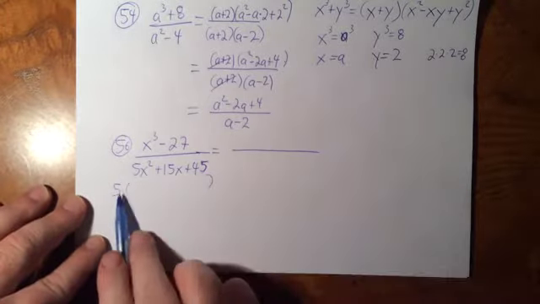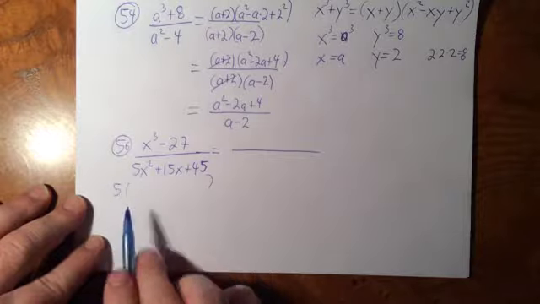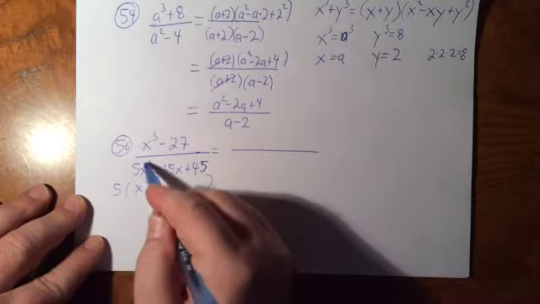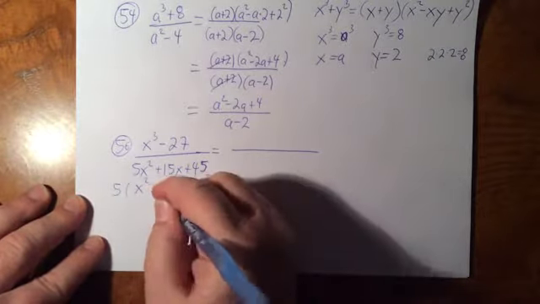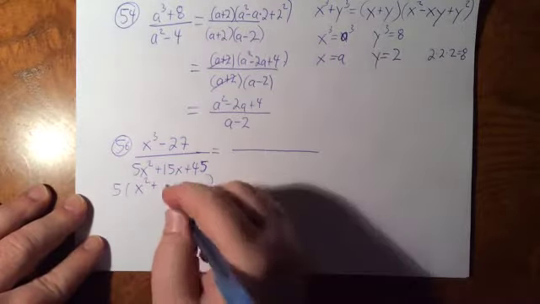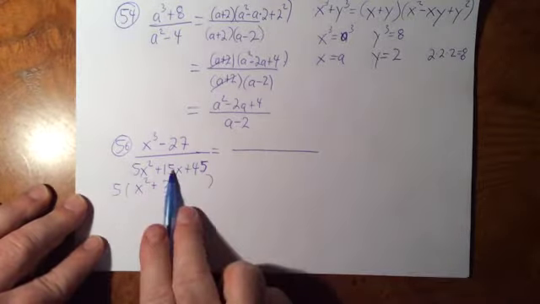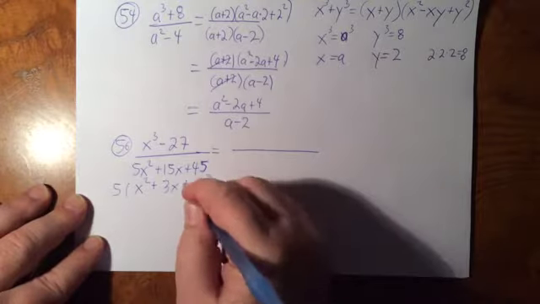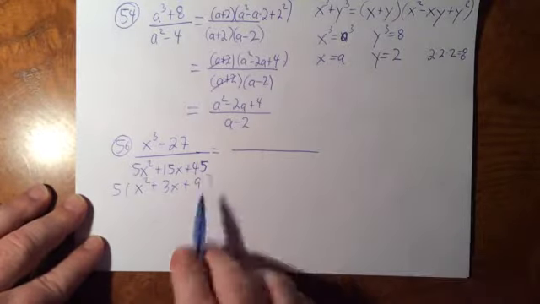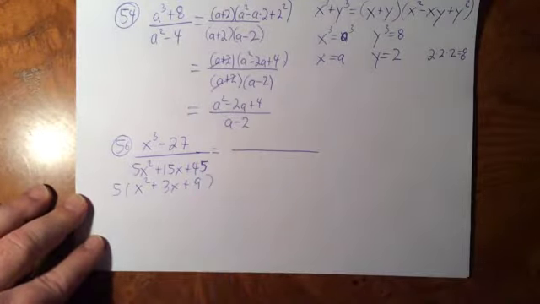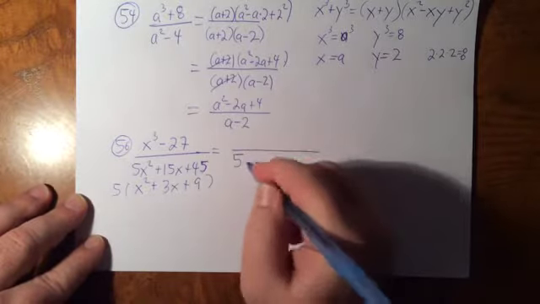So when we look to factor out 5, 5 times x squared will give us 5x squared. 5 times 3x will give us 15x. And then 5 times 9 will give us 45. So I'm going to write this down here.